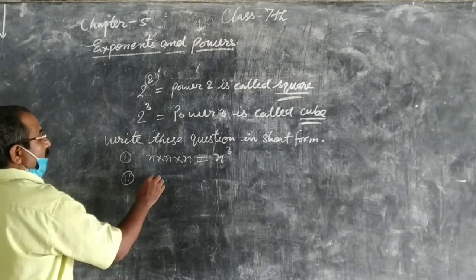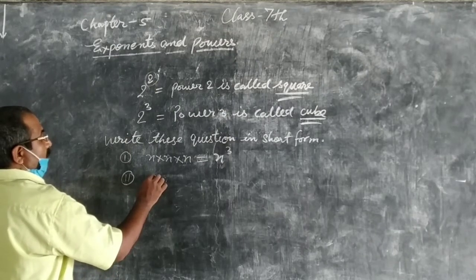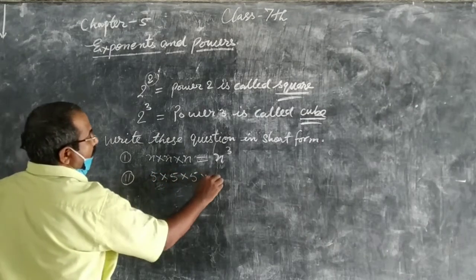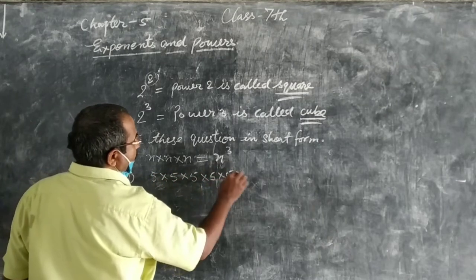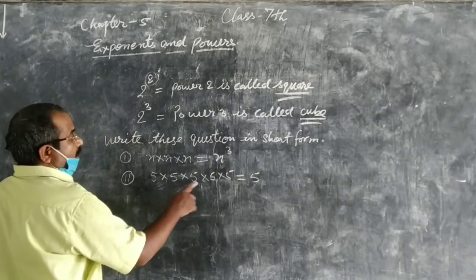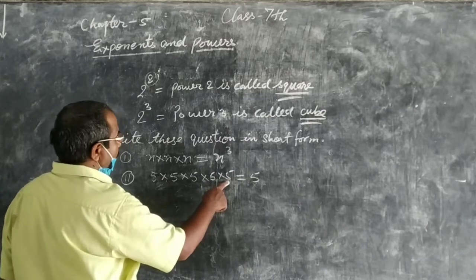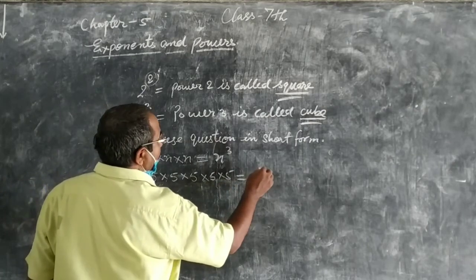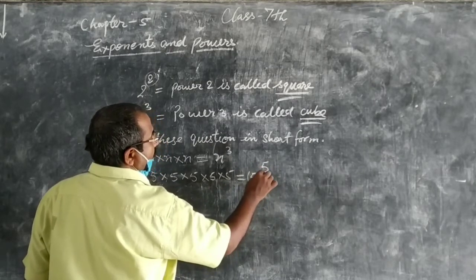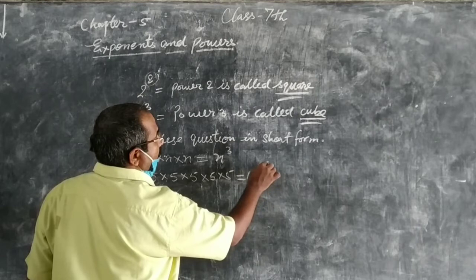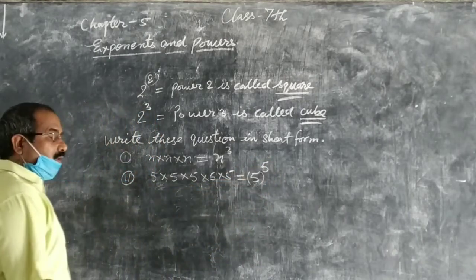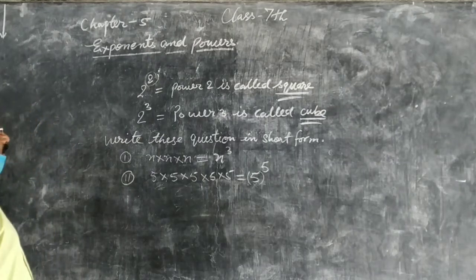Second one, if it is written 5 into 5 into 5 into 5 into 5, so you can write 5 is the base and the number of times is its exponent. So here you can write 5 as the exponent, and you can write 5 to the power 5. 5 is the base and this 5 is the exponent.